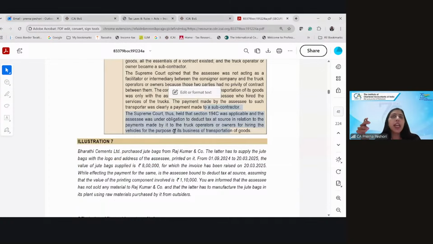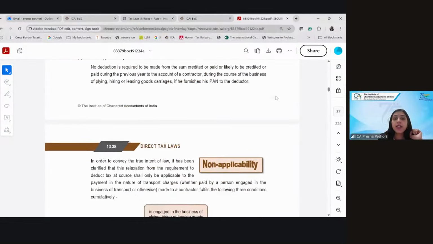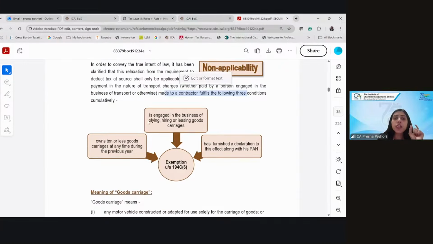Correct. So if they have less than 10 vehicles, then in that particular case, there is no TDS, but they need to furnish a declaration along with the PAN. So if you look at here, what they are trying to say is that the TDS shall only be applicable to the payment in the nature of truck transport charges made to a contractor who fulfills the following three conditions. What are the three conditions? Is engaged in the business of plying, hiring or leasing goods carriage, owns 10 or less carriages at any time during the previous year and has furnished a declaration along with his PAN. Then only the exemption will be applicable.